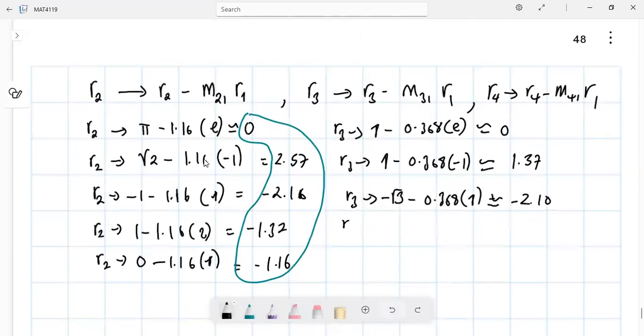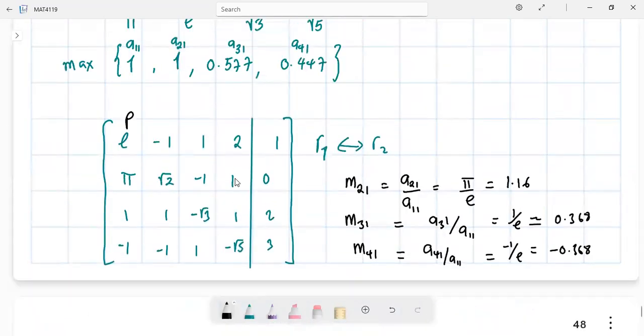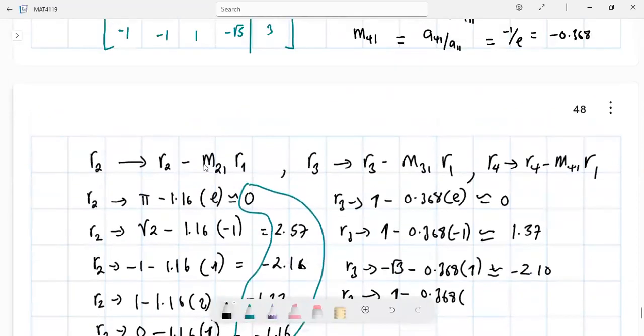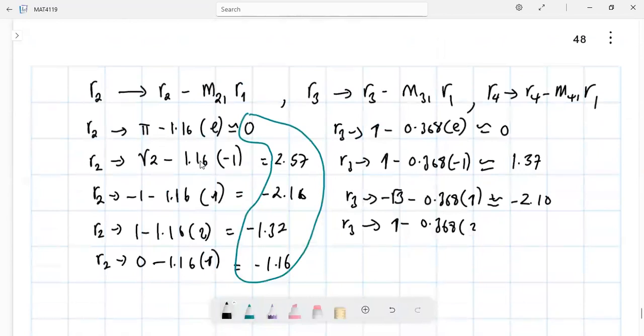Oh, sorry, it's still row 3. Row 3, for the next element, what does it become? You have 1, right? So we're going to look at 1. So this will be 1 minus 0.368 times the element in the first row, which is 2. And this becomes about 0.264.